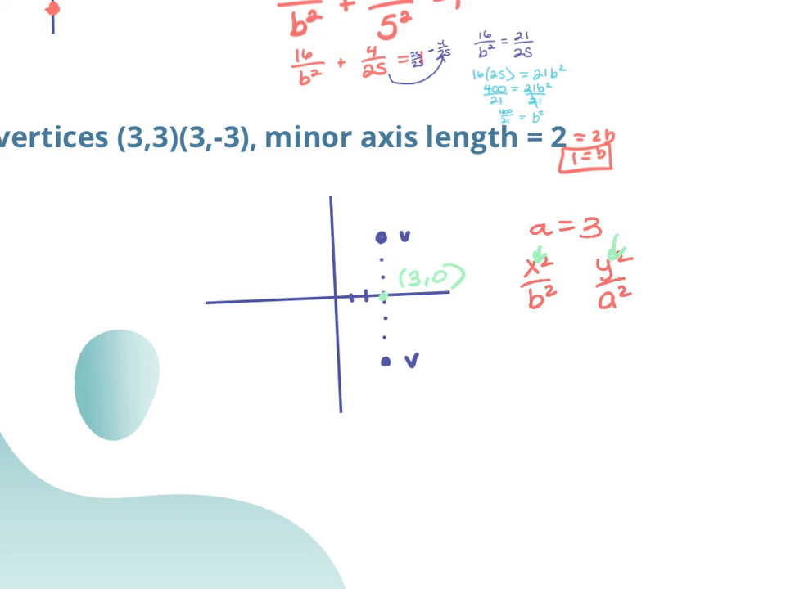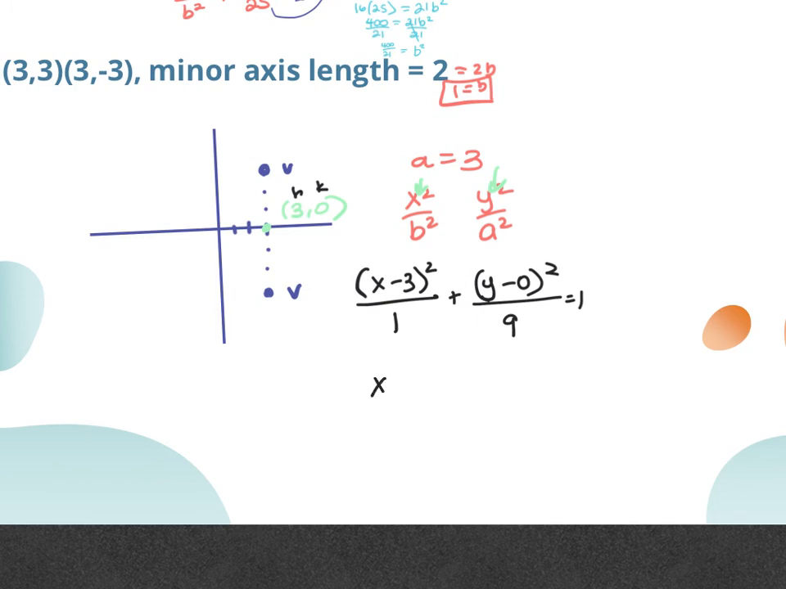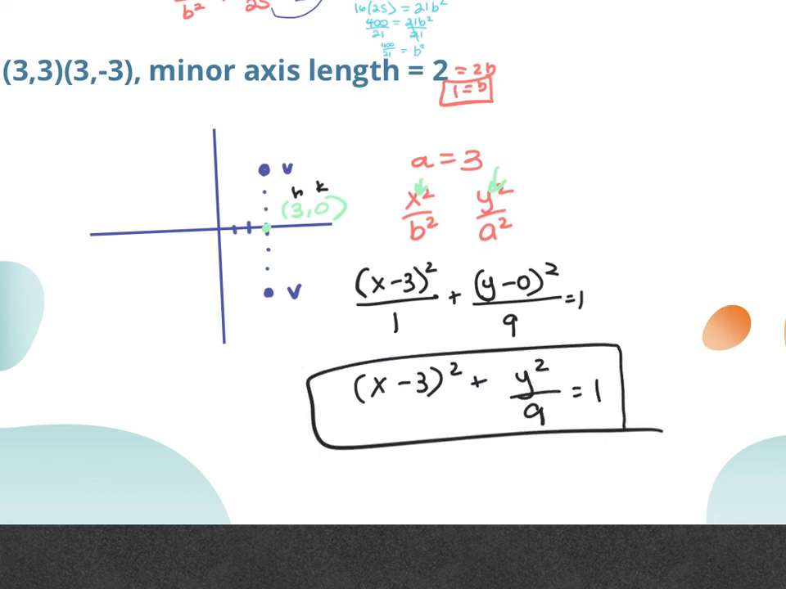We know X. So this is H, this is K. This is minus 3 squared over the B, which was 1, so it'd go over 1 because 1 squared is 1. Plus the Y is minus 0 squared over A squared, A is 3, A squared is 9. So this is actually x minus 3 squared plus y squared over 9 equals 1. That's as simple as it gets. You don't need the over 1, although WebAssign will not mark it wrong. And you don't need the minus 0, although I'm pretty sure WebAssign will not mark that wrong either.